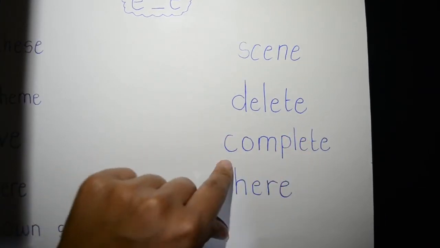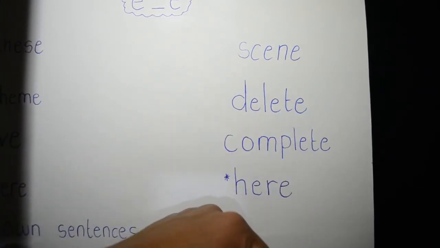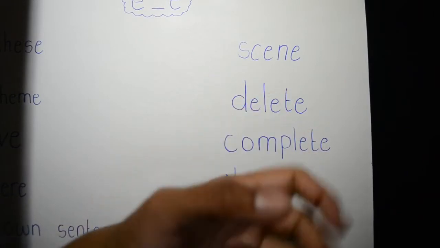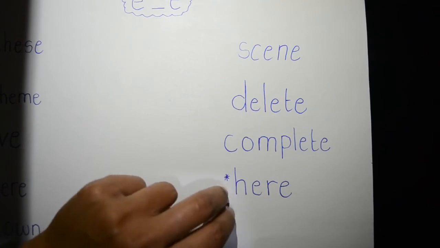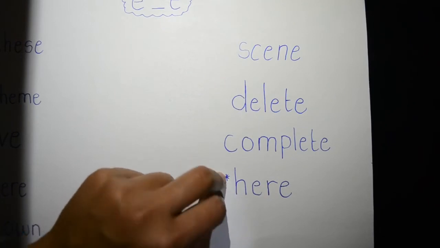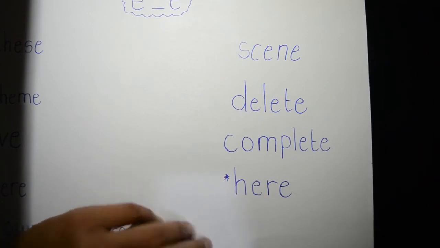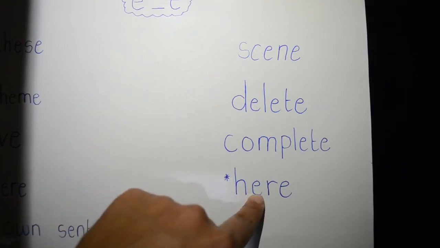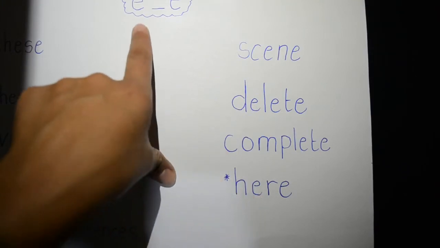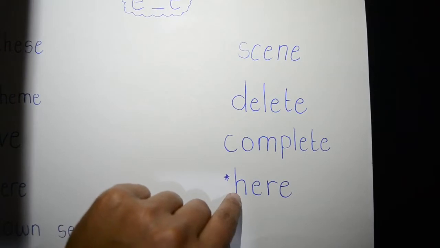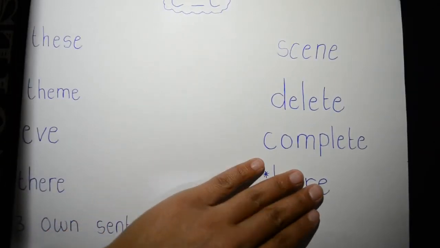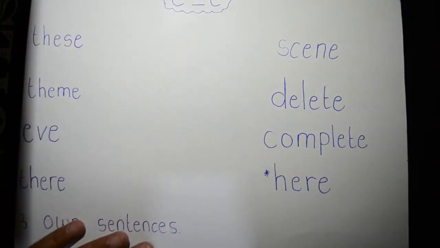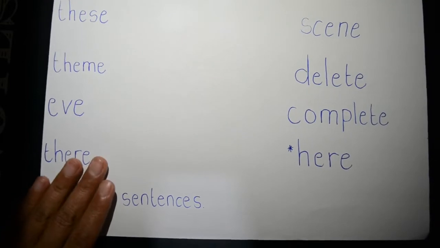Complete. Okay, complete your work, which means finish your work. Complete means finish. And then here, I put this star because it's a tricky word. It doesn't have that E sound, which is like the silent E. You just say it here, but it is a silent E word. Okay, and then please write 3 of your own sentences as well.